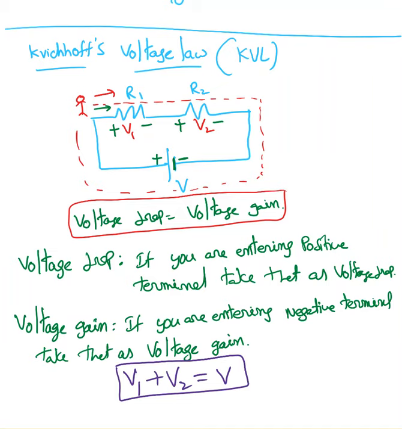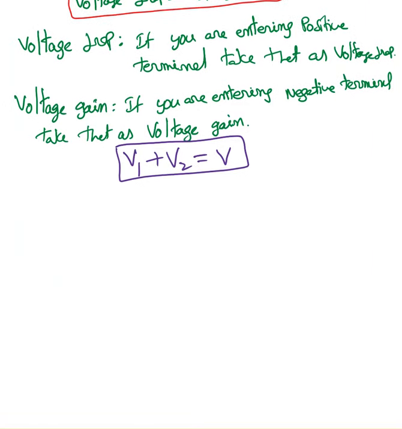So in any closed circuit, voltage drops equal voltage gains. In electrical engineering, circuit is simply written as CKT, a short form. So this is Kirchhoff's voltage law. The next one is Kirchhoff's current law, KCL.